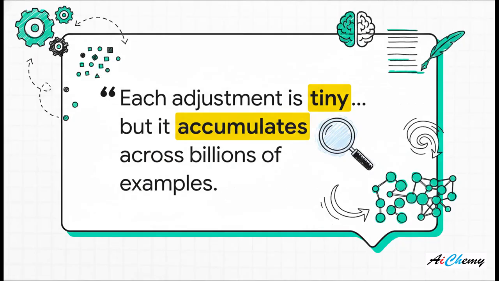This right here is the core principle behind all of modern AI. When you hear about a large language model being trained, it's doing this exact same thing. Each correction is minuscule, but when you repeat it across billions and billions of examples, those tiny adjustments accumulate into a model that can write poetry, generate code, or answer incredibly complex questions.